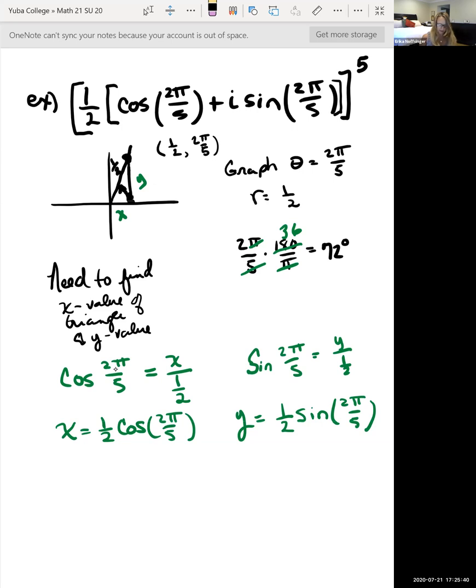So 2 pi fifths is not one we know. Make sure that you're in radians. Make sure again, nope, I'm in degrees now. So radians. And we're going to look at cosine of 2 pi fifths. And that gives you approximately 0.31.